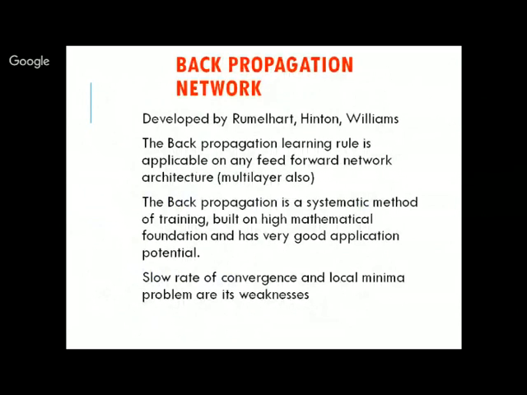Then another network is the back propagation network. Back propagation network is a very commonly used network, built on a high mathematical foundation and with very good application potential. You read papers, you will find it. In some books they write it as multi-layer feed forward network, MLFFN, or they write it as back propagation network, BPN. In some papers you will find it as EBP, error back propagation. All these are the same. MLFFN are networks where back propagation is applied. That is why I'm saying some papers call it a back propagation network, some call it an MLFF, multi-layer, whereas it is applied to a feed forward network.